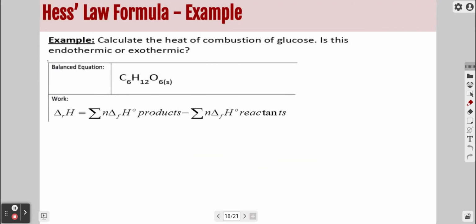All right, so there's an example calculation here. I want you to pause the video and see if you can create the balanced equation for the combustion of glucose here.